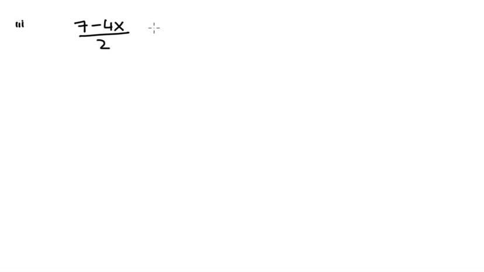Part 3. 7 minus 4x over 2 greater than or equal to 2x plus 1 over 3. For this set, we're talking about the real numbers, so it includes all numbers. So for natural numbers and integers, we use the dots, and for real numbers, we're going to be using the heavy line, because it includes every single number.